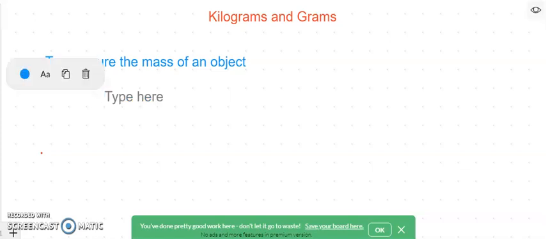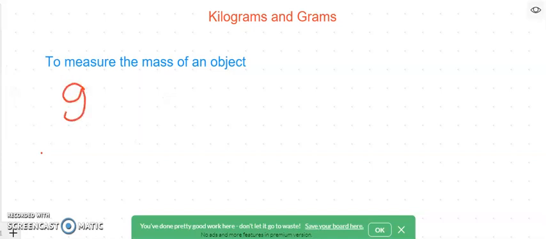Well, today I'm going to revise the lesson kilograms and grams with you. We need the units kilograms and grams to measure the mass of an object, whether it's a small or a big object. The difference is that we use grams.